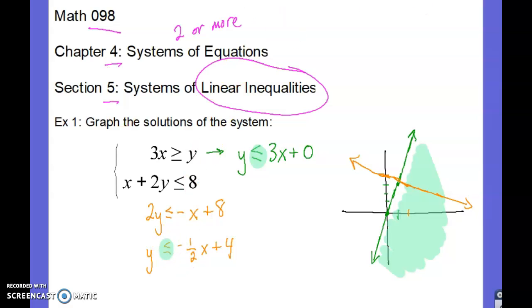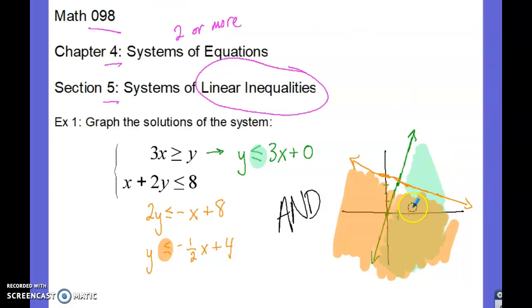Oh, I thought I changed colors. Whoops. Let's do that again. I think you can still see it. Yeah, shade below that. But now what we care about, this is basically an AND statement. Remember when we did AND statements before? It's an AND statement, so we want to see where those two shaded regions overlap. So I'm going to do a weird thing and get a black highlighter. And what I really only care about is this region right here. And what we want is points over here that work for both inequalities.